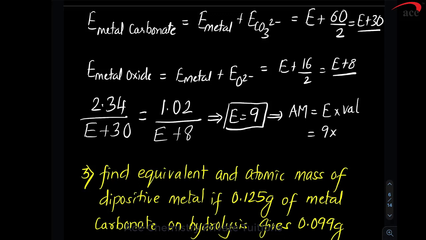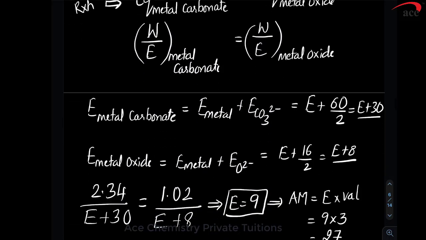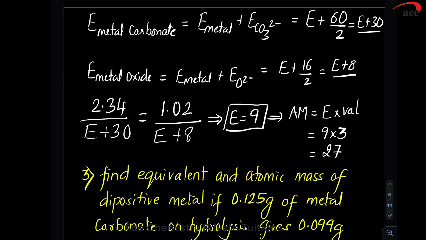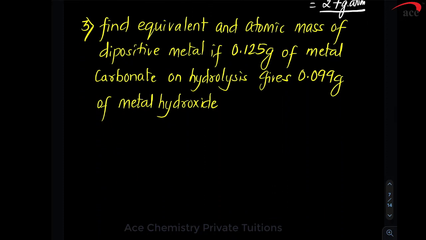But they are asking for atomic mass. Atomic mass is equivalent mass multiplied by valency. Equivalent mass is 9. Valency is 3. So, it is 27. Because they have given a trivalent metal, that means valency is 3. So, 27 gram per atom is the answer.